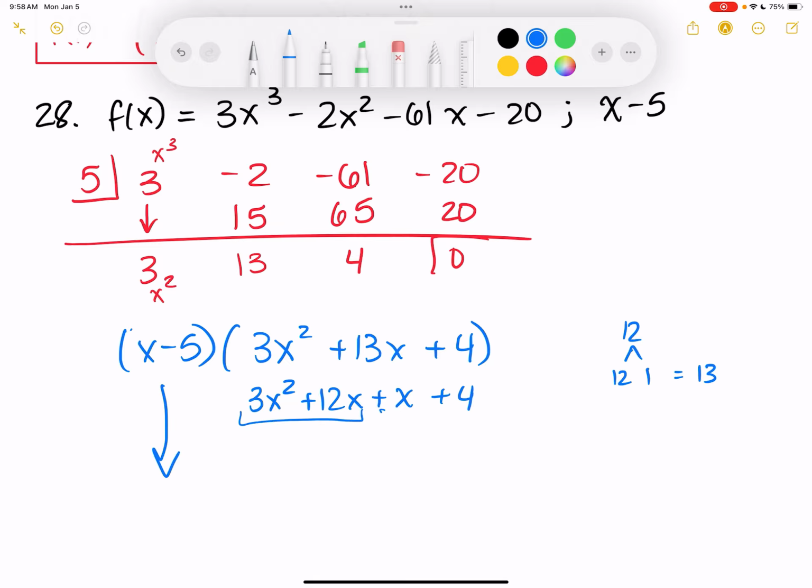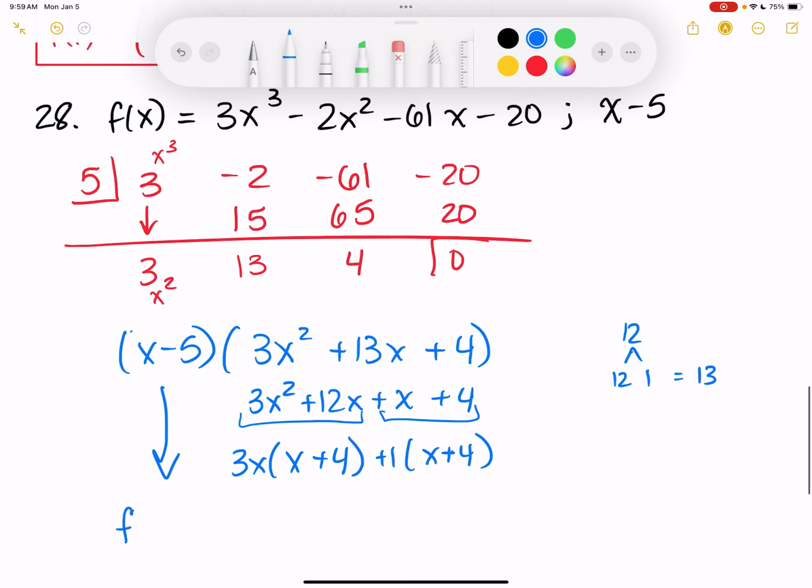Then we factor by grouping. Take out a 3x, and I'm left with x plus 4. Over here, there's nothing I can take out, so technically I'm just taking out a 1, and I'm left with x plus 4. So then those match. So my factors now for my function, we have x minus 5 that we started with. Then I have 3x plus 1, and then the stuff from inside, x plus 4.